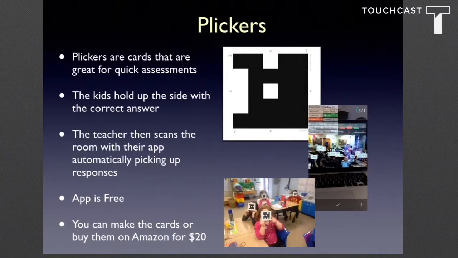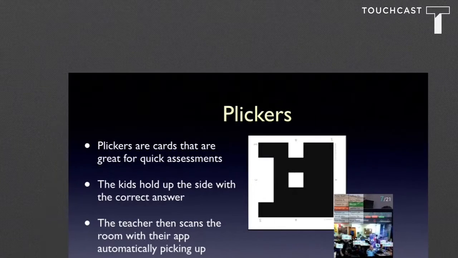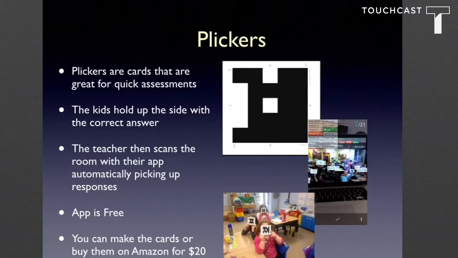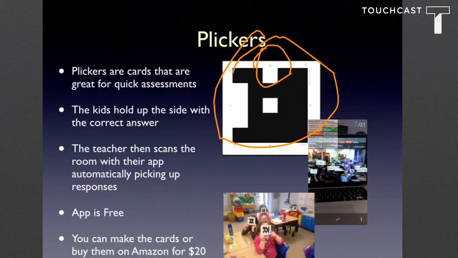Plickers are cards that are great for quick assessments. Basically, the kids would hold up this card, and whichever letter is on top is the answer that they're choosing. And then the teacher will then scan their room with the app, and it automatically picks up the responses. And the app is free. You can actually make the cards yourself, or you can buy them on Amazon for $20.